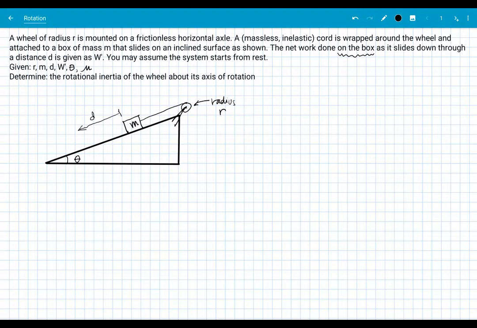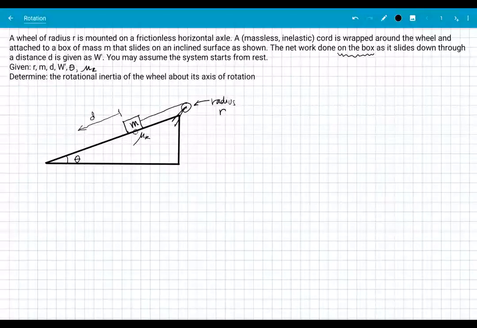All right, you may assume the system starts from rest, good to know. And there is a frictional coefficient given, and that is kinetic friction. I'm just going to add a little k there to remind us that. So there is friction at this interface, and we're given the coefficient of kinetic friction. And we're asked to determine the rotational inertia of the wheel. So cool, getting into rotation.